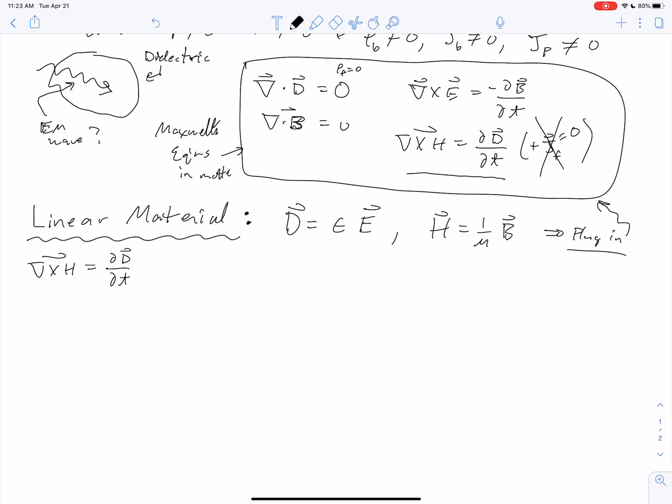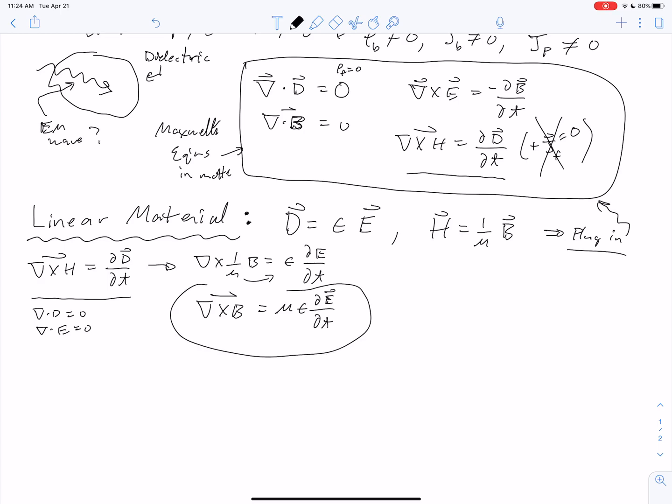Because if D equals epsilon E, then del dot D equals 0 turns very quickly into del dot E equals 0. But Ampere's law is the trickier one. Here we get del cross 1 over mu B is equal to epsilon dE/dt. But then I can just pull this mu over to the other side, and we get del cross B is equal to mu epsilon dE/dt.